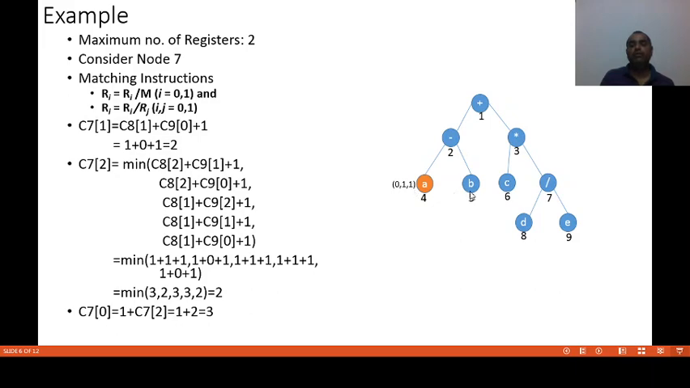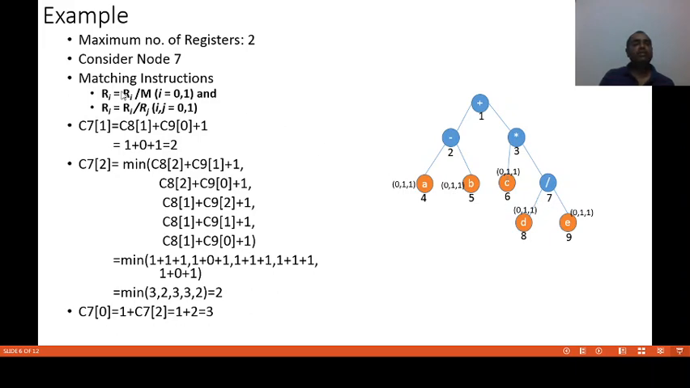So for B it will be 0, 1, 1 also, because this is also a leaf node. For C it will be 0, 1, 1 because this is also a leaf node. For D it will also be 0, 1, 1 because this is also a leaf node. And for E this will be 0, 1, 1 because this is also a leaf node. Now, suppose I just want to calculate the cost of node 7.